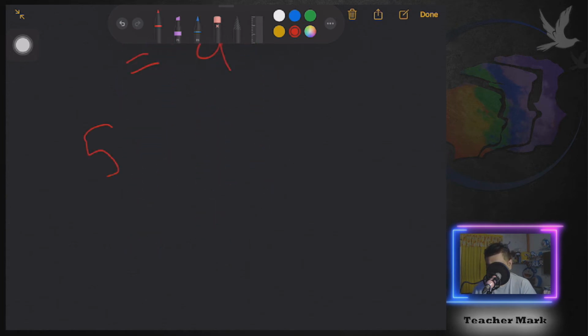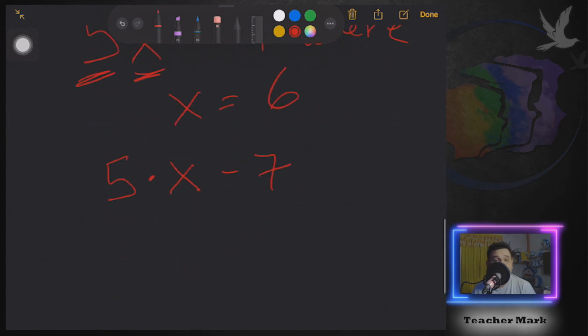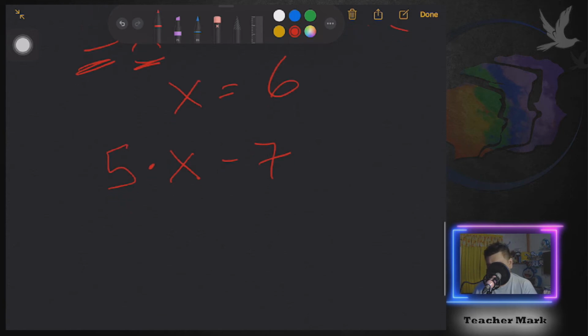5x minus 7, where x is equivalent to, let's say, 6. Okay, so then again, as you can see, we have a coefficient and a variable put together. That means that we are supposed to multiply 5 and x. That's 5 times x minus 7. What is the value of x? We're going to replace it now. That is equivalent to 5 times 6 minus 7.